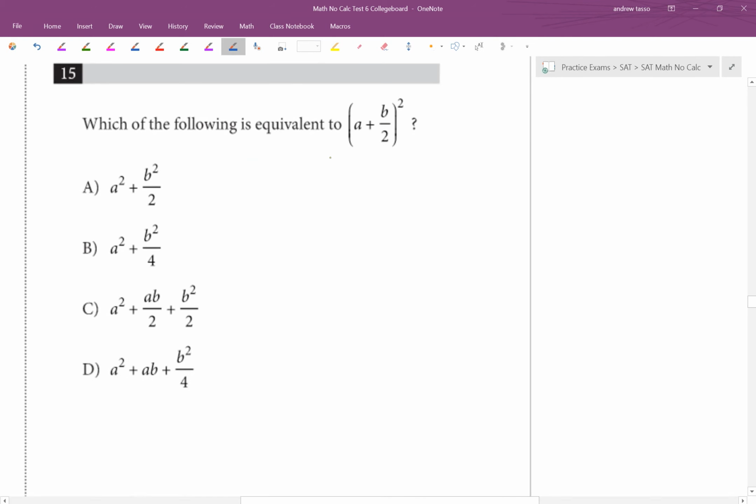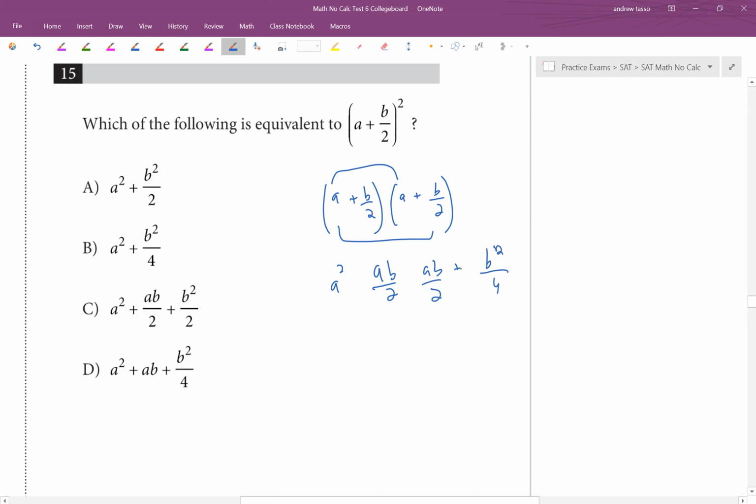All right, which is equivalent to this. So for here, what we have to do is we have to actually FOIL, right? A plus B over 2. So first is A squared, outer is AB over 2, inner is AB over 2, and last is B squared over 4. Okay, now these inners and outer will add up because they are like terms.